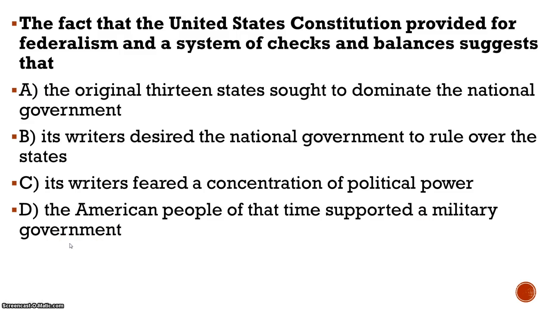So remember, we're talking system of checks and balances. We want to spread the power around, right? So the right answer is going to be C. They feared that concentration of power. They wanted everybody to be able to check each other and keep everything balanced, right?